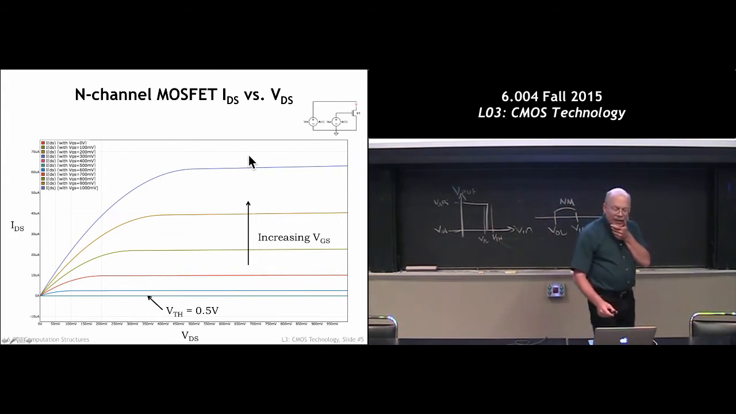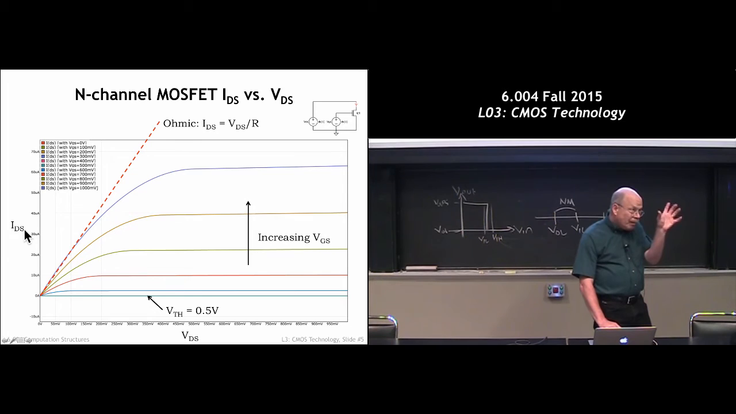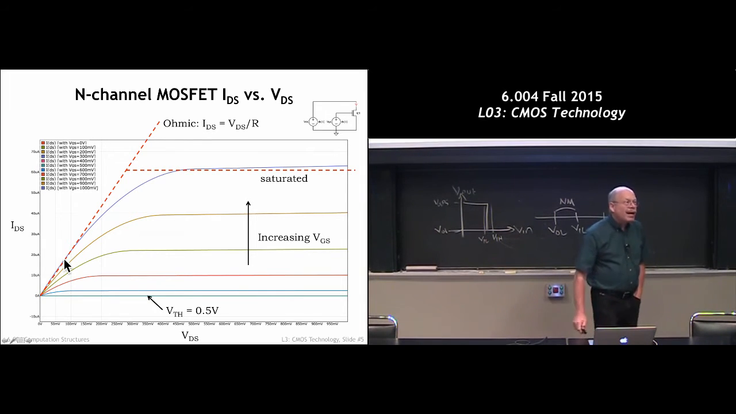But you can see that for a given VGS, so I picked this top blue curve, that's the maximum VGS we can get, when VDS is small compared to VGS, it looks like a resistor. In other words, a resistor on this plot shows up as a straight line. The current through the device is linearly proportional to the voltage across the device. That's Ohm's law, so we call it ohmic or linear. But then at some point it gets saturated and we don't get more current.